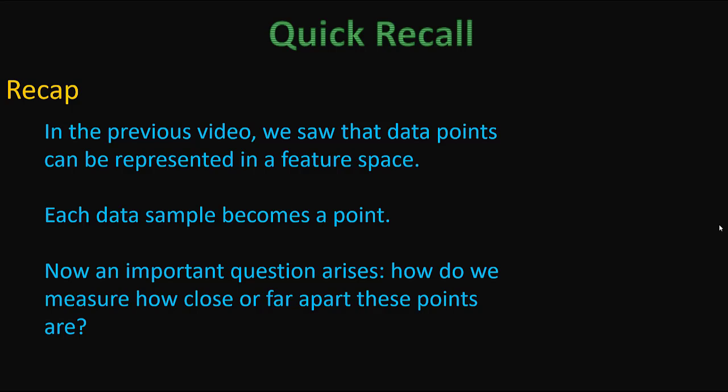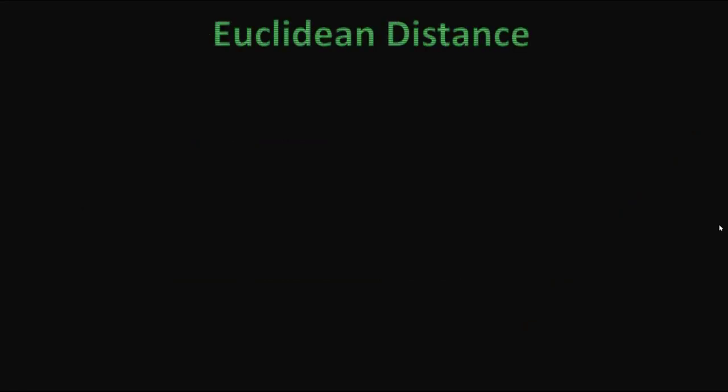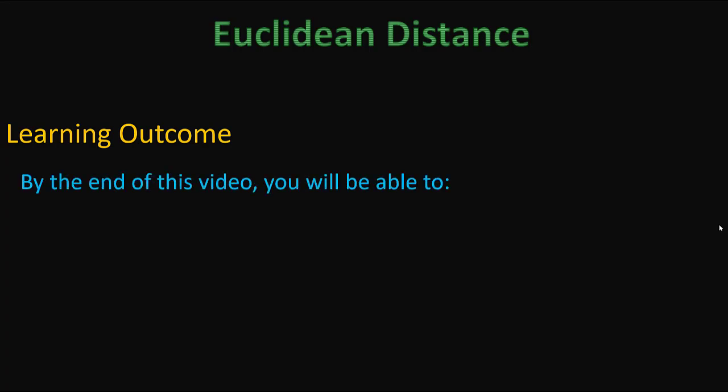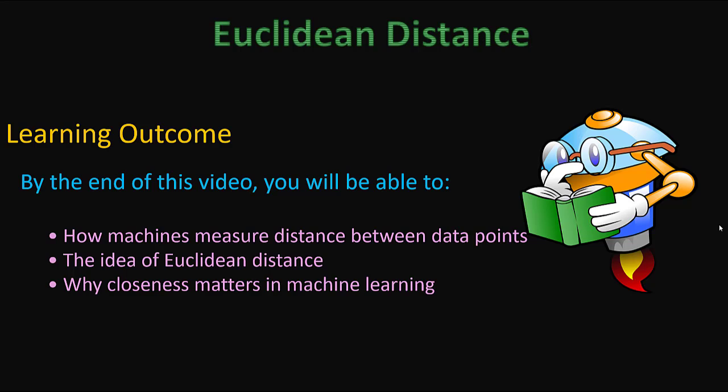Now the next important question arises: how do we measure how close or far apart these points are? If we have those points in the feature space, how do we measure the distance? Some points may be too close to each other, some points may be far apart. So we'll see in this session about the Euclidean distance. After the end of this video, we'll be able to know how machines measure distance between data points, the idea of the Euclidean distance, and why closeness matters in machine learning.